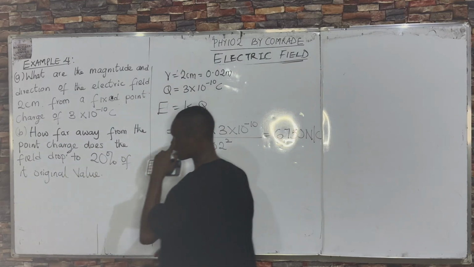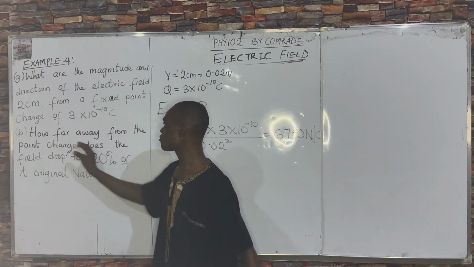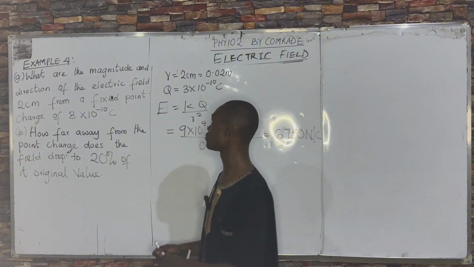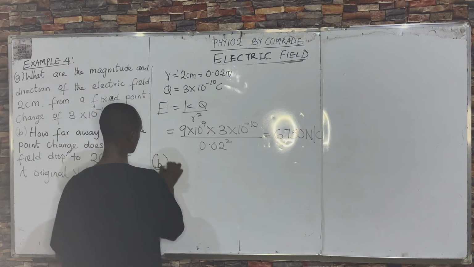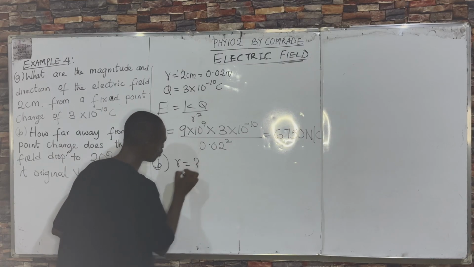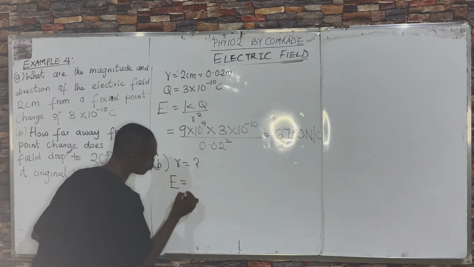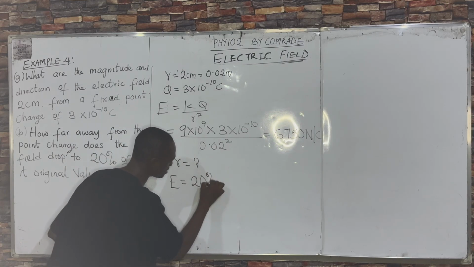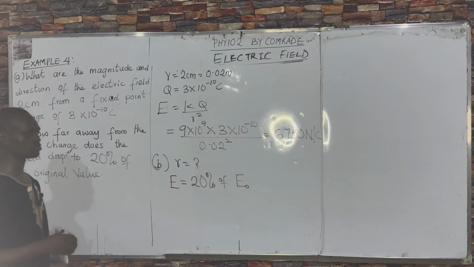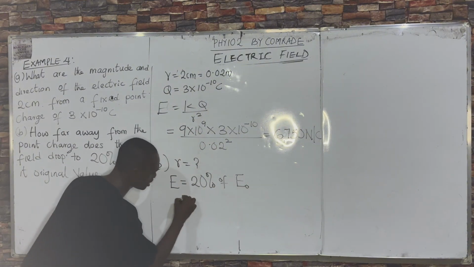So now the B part is, how far away from the point charge does the field drop to 20% of its original value? Now look at what the B is trying to tell you. How far away, that's how far, right? With the field, it drops to 20% of the original E naught. Do you know what this statement means? Okay, let's write it.